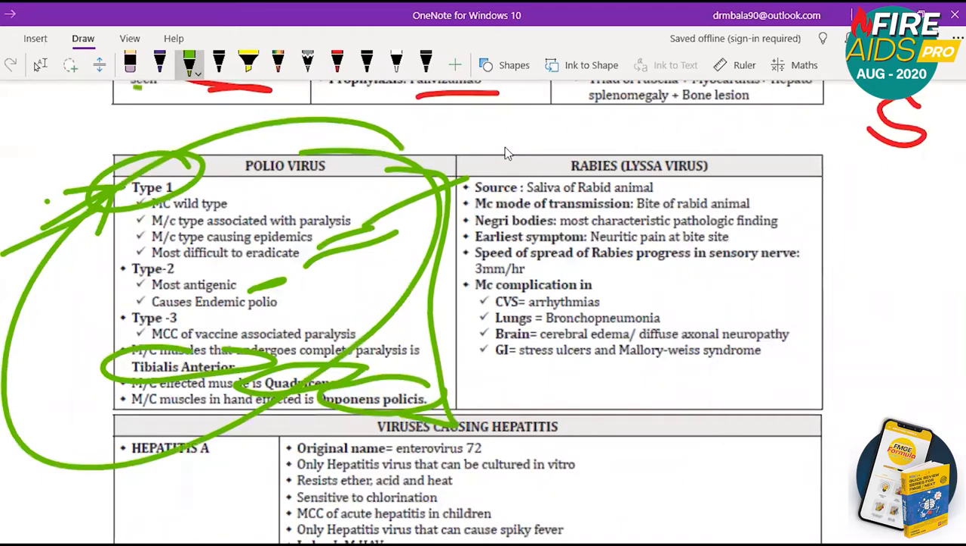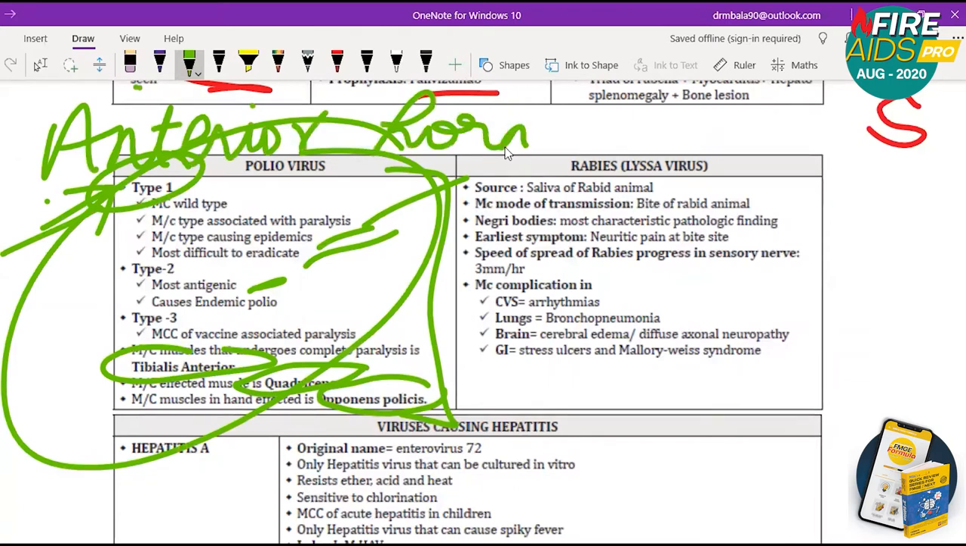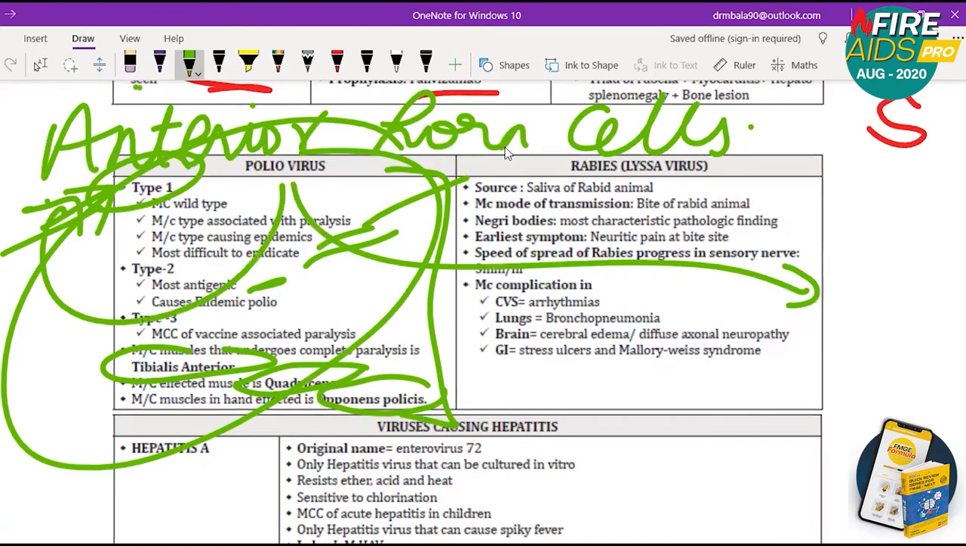One more question that came is: polio affects anterior horn cells. Polio affects anterior horn cells. This is one of the very important MCQs. Anterior horn cells affected. And one more thing is polio causes descending paralysis. Paralysis is descending. Whereas there is something called Guillain-Barré syndrome, GBS, that causes ascending paralysis. So this contrast is very important.